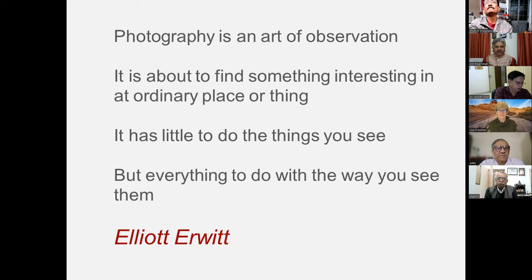Photography is an art of observation. It is about finding something interesting in an ordinary place or thing. It has little to do with the things you see, but everything to do with the way you see them. Very important, beautiful lines. It has little to do with the things you see, but everything to do with the way you see them. Elliott Erwitt said, and very well said.